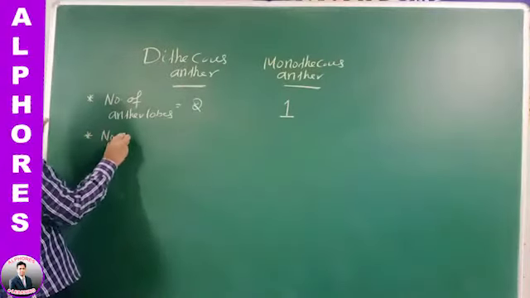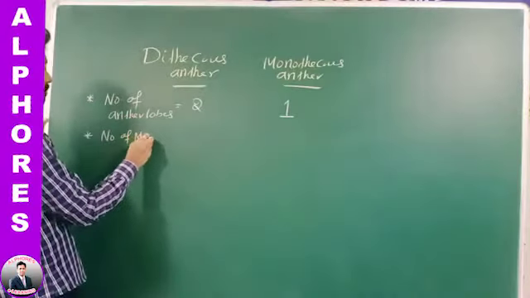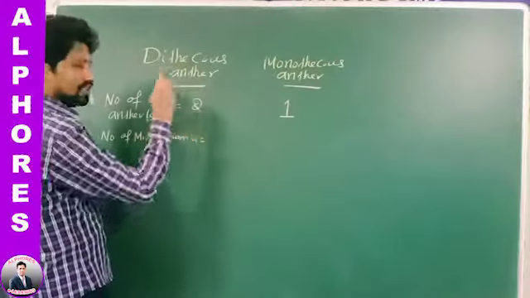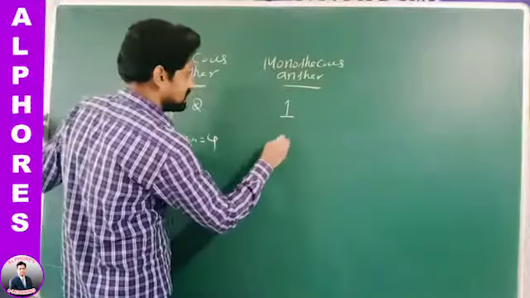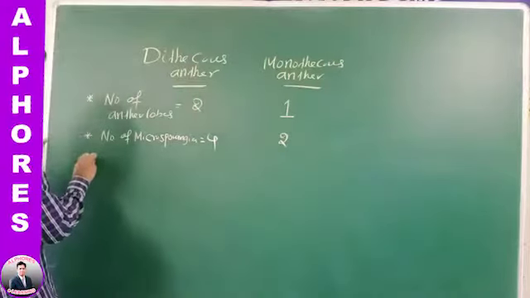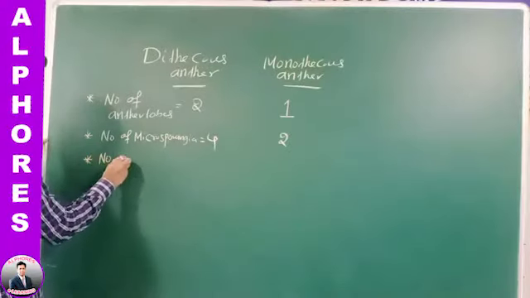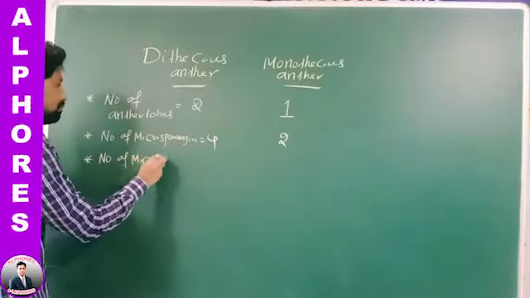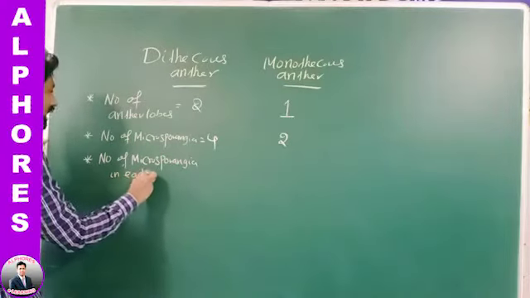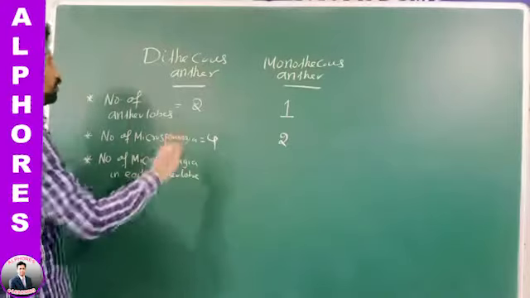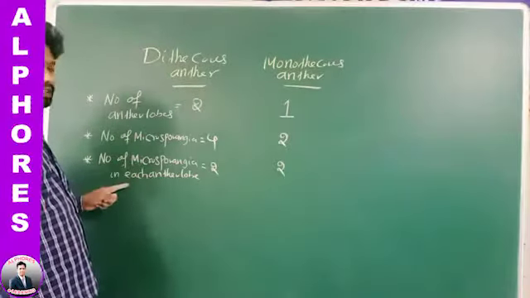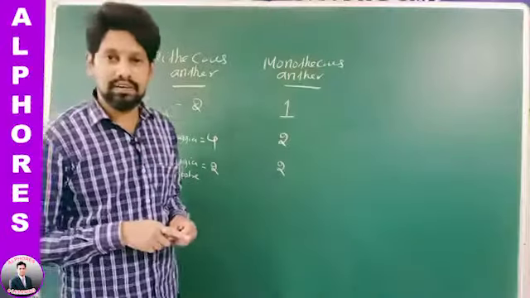Number of microsporangia. Dehiscence anther has 4 microsporangia, whereas monothecous anther has how many microsporangia? 2 microsporangia. Number of microsporangia in each anther lobe: whether it is Dehiscence anther or monothecous anther, how many are there in each anther lobe? 2.